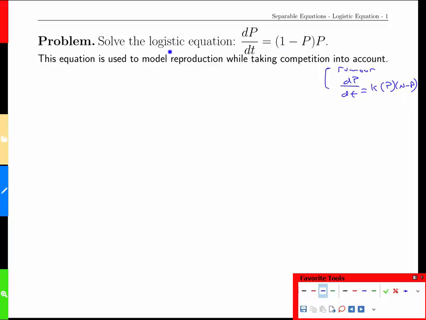And this logistic equation is quite famous. It's used a lot in biology as well as epidemiology for studying how diseases get spread through populations. We're going to look at it simply here as a separation of variables example, though.